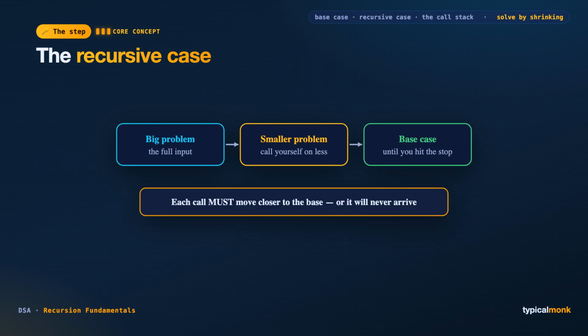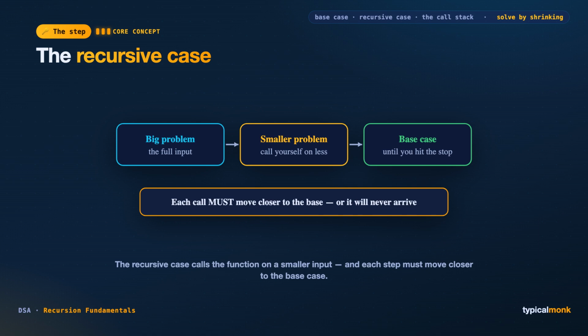And here is the non-negotiable rule that ties back to the base case. Every recursive call must move closer to the base. If your function is supposed to count down, but you accidentally keep it the same, or make it larger, it will never arrive at the base case, and you are back to infinite calls. The direction of travel must always be toward the stop sign. Smaller, smaller, smaller, until base. So the takeaway: the recursive case calls the function on a smaller input and does one step of the work, and crucially, every such call must move closer to the base case, or the recursion will never arrive.